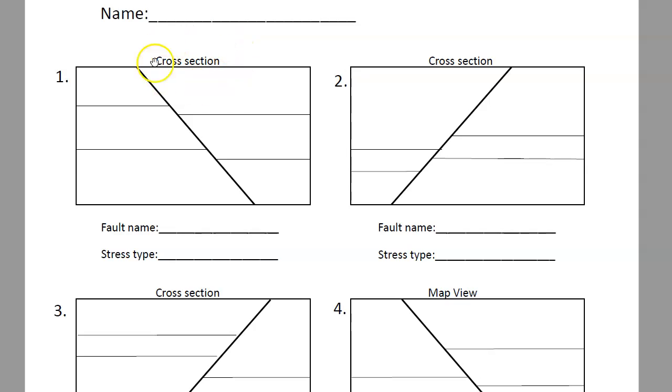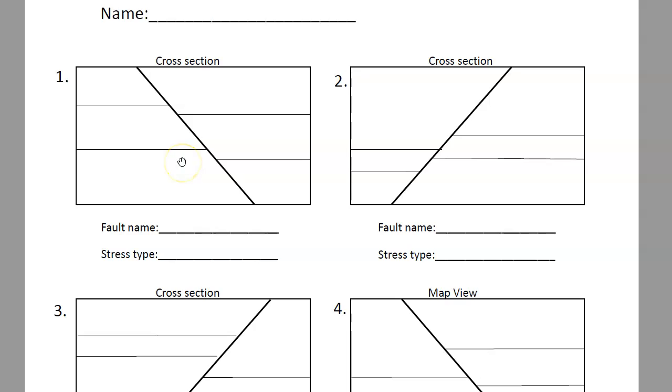Well, once we realize we're in a cross-section view, we know we have 2 choices, normal or reverse. And so the definition is really based on what's called the hanging wall. And that is the block, because we can see that the fault creates 2 blocks. We're going to argue that the hanging wall is the block that's on top or hanging above the other block.